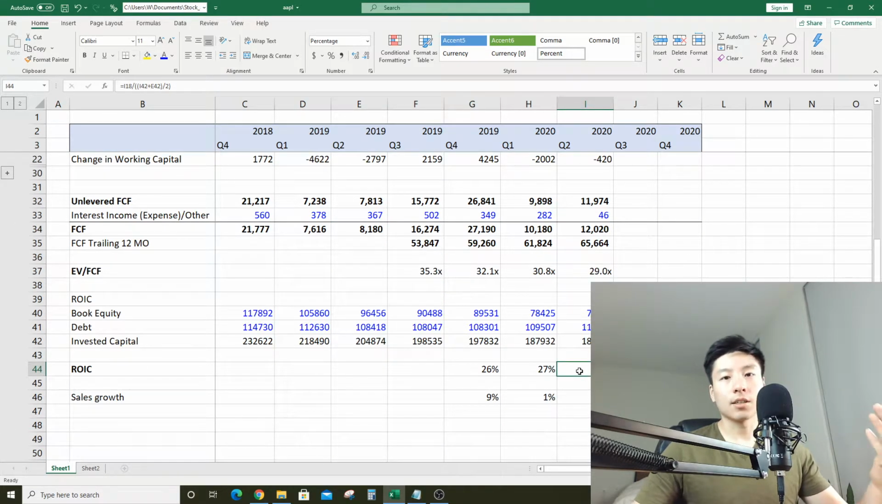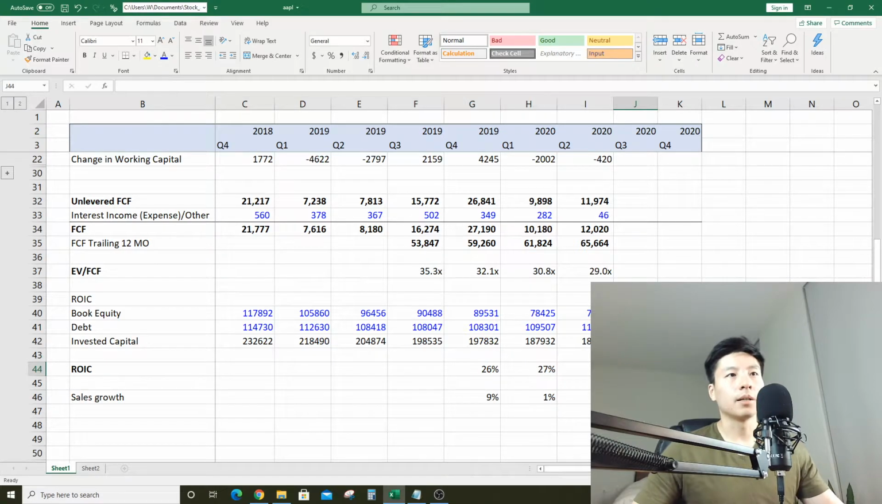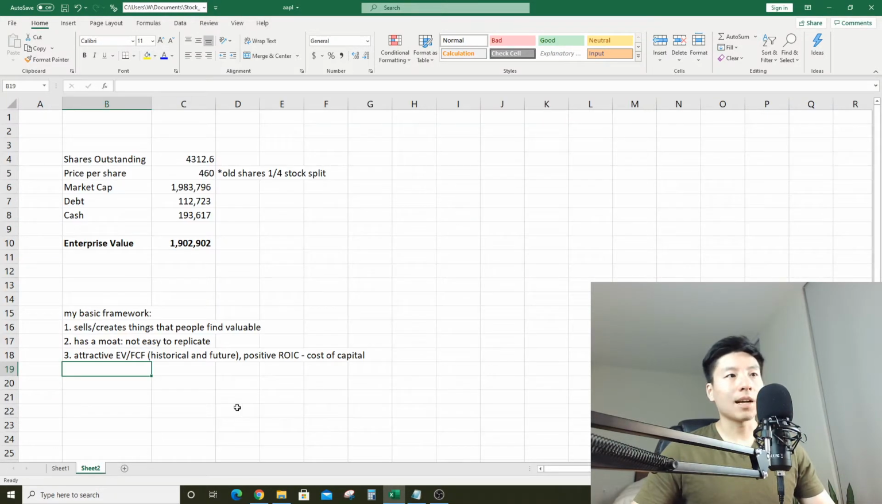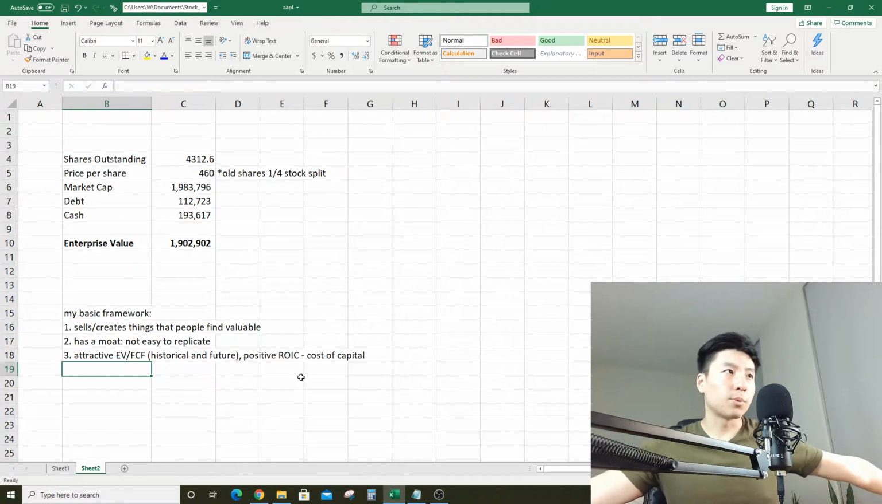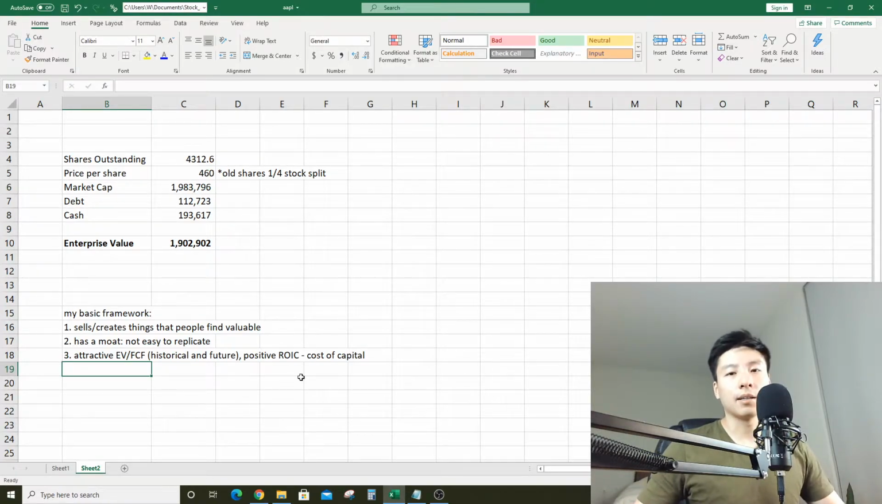Okay, so like I said, ROIC is more of a litmus test. On its own, it doesn't mean very much. But here we can tell Apple is obviously a value-generative company. And that's a great thing. So I'm going to wrap up and go into the final part, where I'll share my basic framework for evaluating stocks.